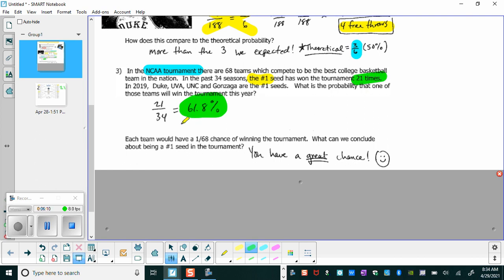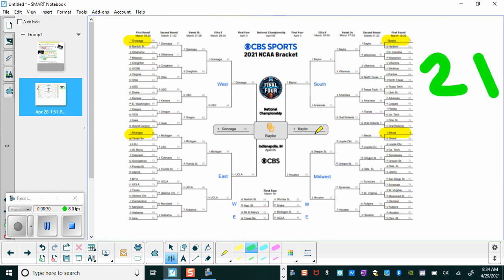So going into this, obviously each team theoretically has a 1 out of 68 chance. They're 1 out of the 68 teams. But when we use the data, we can see that actually these number 1 seeds have a way better than 1 out of 68 chance, a way better percentage of winning. So going into the tournament, ideally, you'd get a number 1 seed, and that means you have a pretty good chance of winning the tournament.